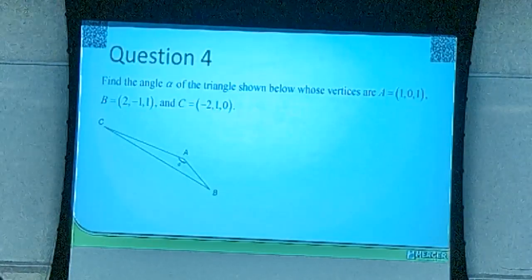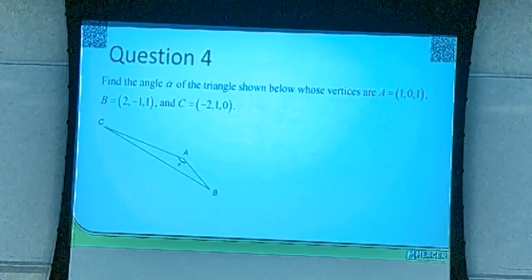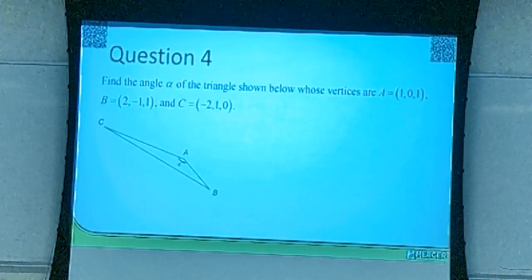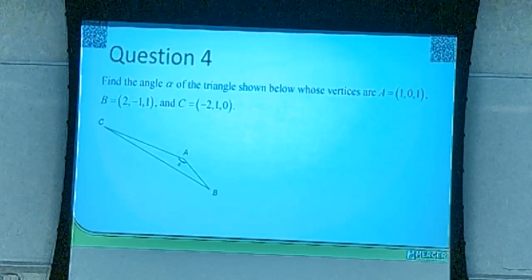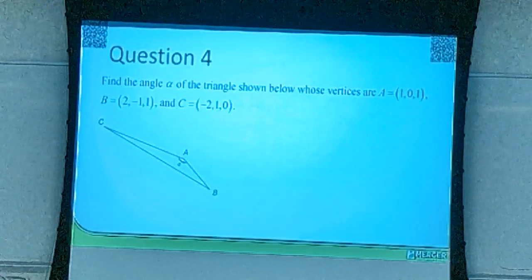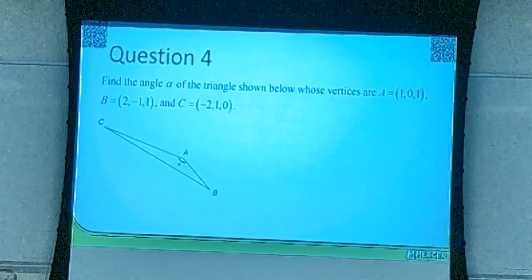How do we go about finding this angle? I was thinking law of cosines. You're still going to need something, you would need lengths to use the law of cosines. There's actually an easier way. So we're not going to use the law of cosines.